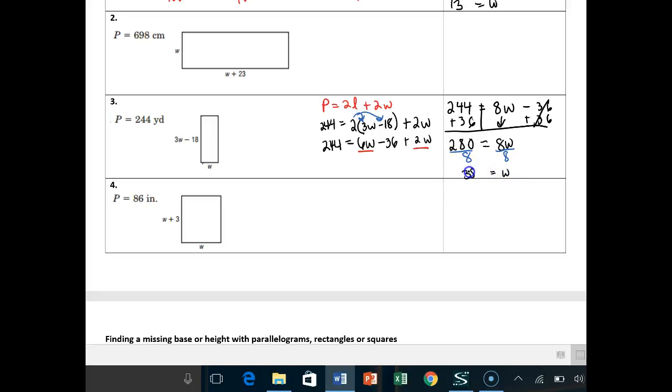Right? And then you could plug back in if you want to make sure that all those sides add up to 244. Right? That's the end of part 2.